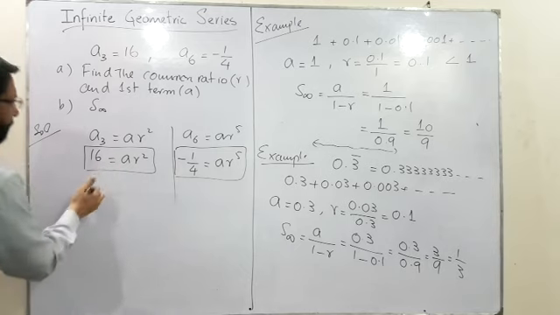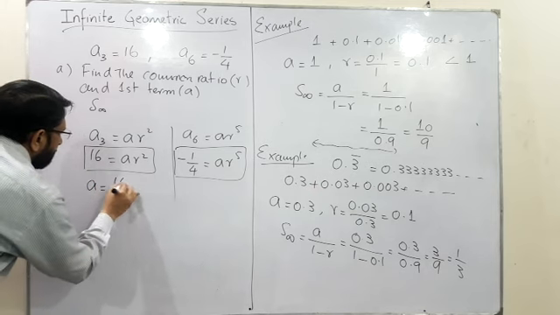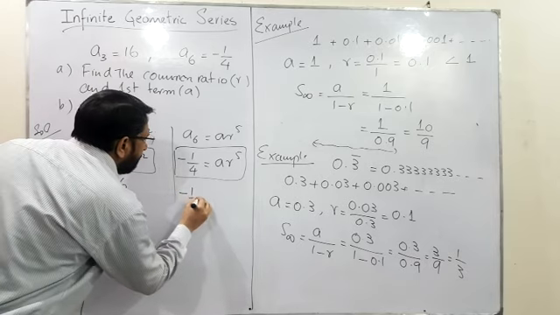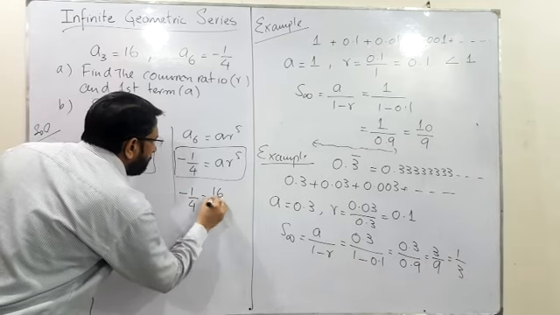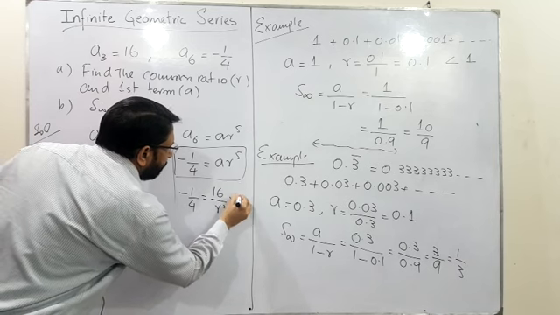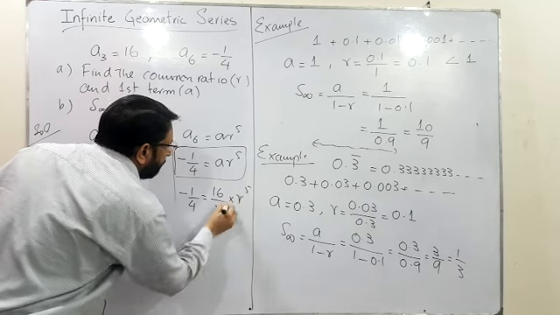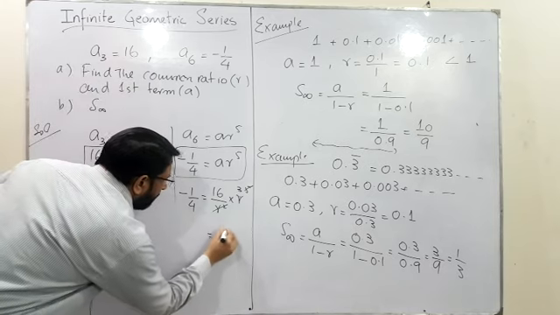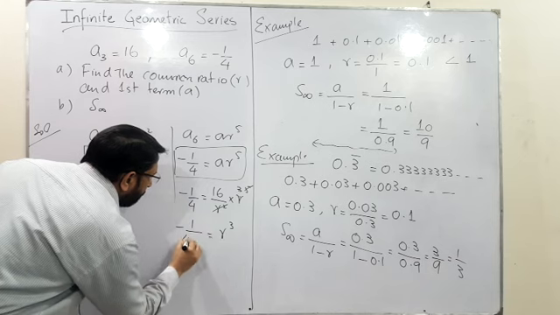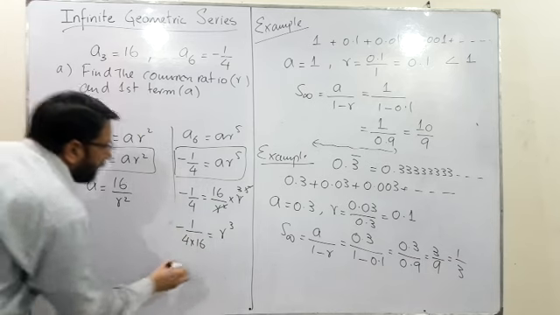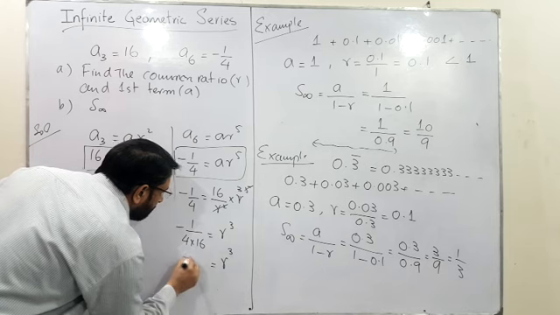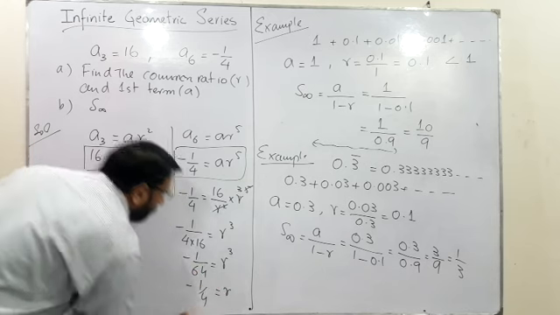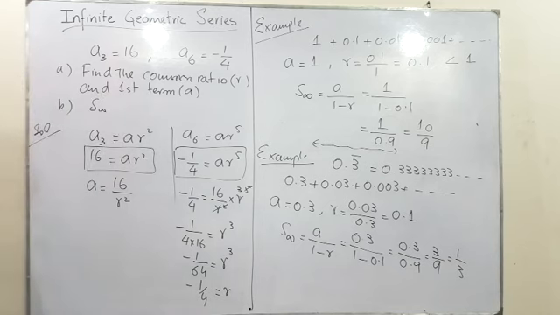If I find the value of a from here, what do I get? 16 over r squared. Let us place it over there. Minus 1 over 4 equals 16 over r squared into r power 5. When you simplify it, this becomes r cubed. Now, r cubed is going to be minus 1 over 4 into 16. This 16 will come down. So r cubed is equal to minus 1 over 64. And r is going to be minus 1 over 4 by taking the cube root of this.